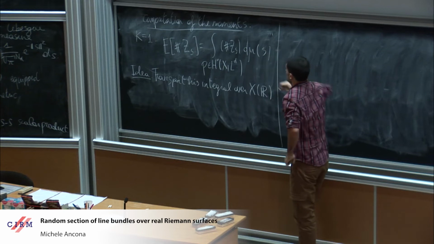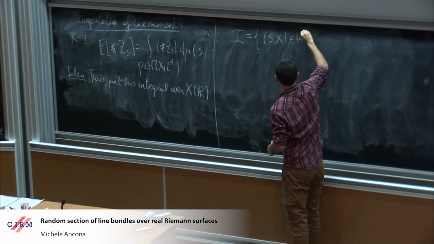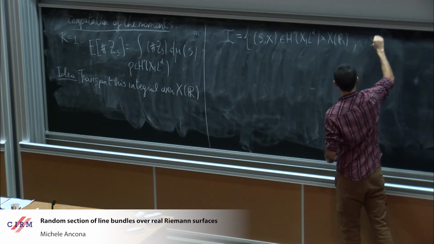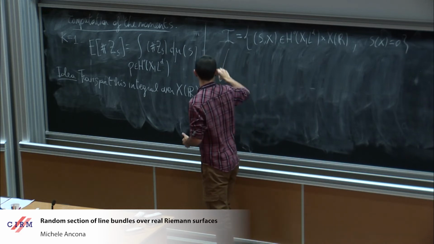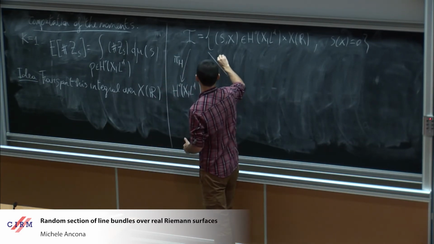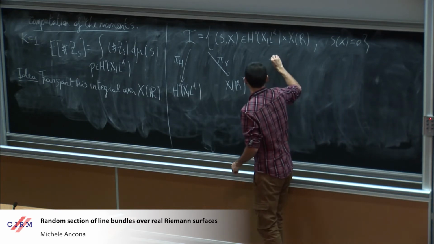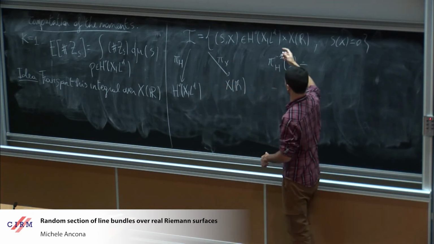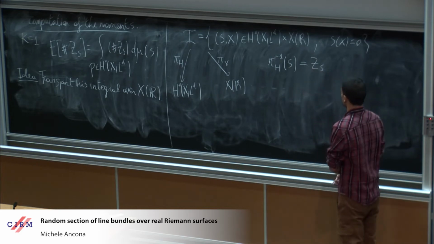To do this, we define an incidence manifold. It is the manifold composed by the pairs of a section and a real point, such that this real point is a zero of our section. It turns out that this is a smooth manifold, which admits two natural projections, over our space of real global sections and over the set of real points of our curve. What are the fibers of these two projections? Over a section S, the fiber is composed by points x such that x is a zero of S, so it is our set ZS I defined before.